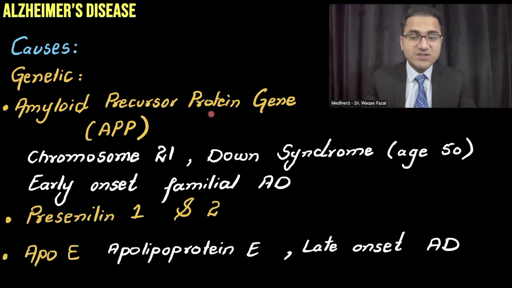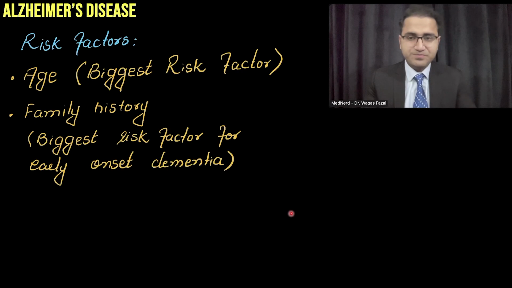Other than amyloid precursor protein, presenilin 1 and presenilin 2 are involved. Apolipoprotein E, especially the apolipoprotein epsilon 4 type, is involved in late onset Alzheimer's dementia. So these are the important genes that you need to remember that can cause Alzheimer's disease. Alzheimer's disease has a very important genetic factor.